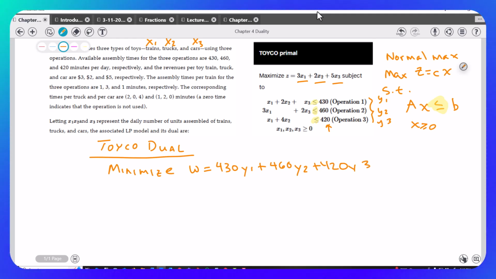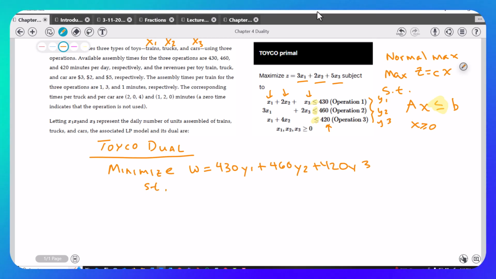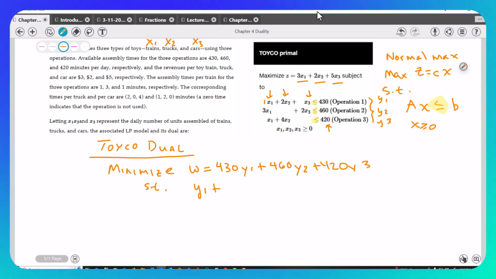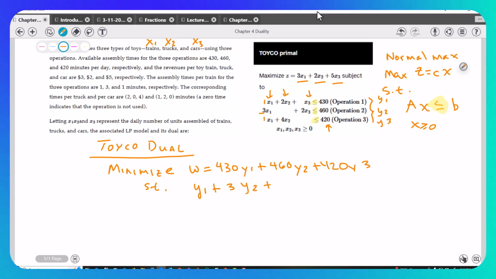And now to write our constraints, we will be going down each one of these to get our coefficients. So subject to our first constraint will just be 1y1 plus 3y2 plus 1y3. And with this being minimized, these will be greater than or equal to. And now these values come from our objective function. So that will be 3.